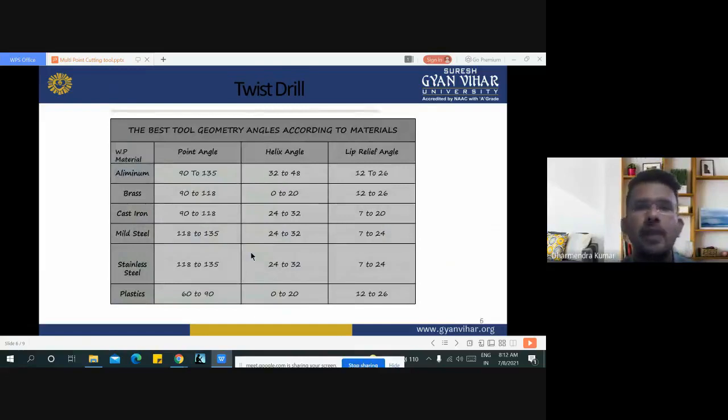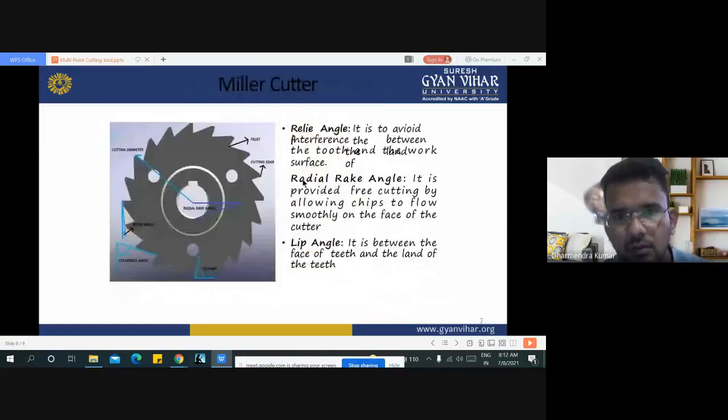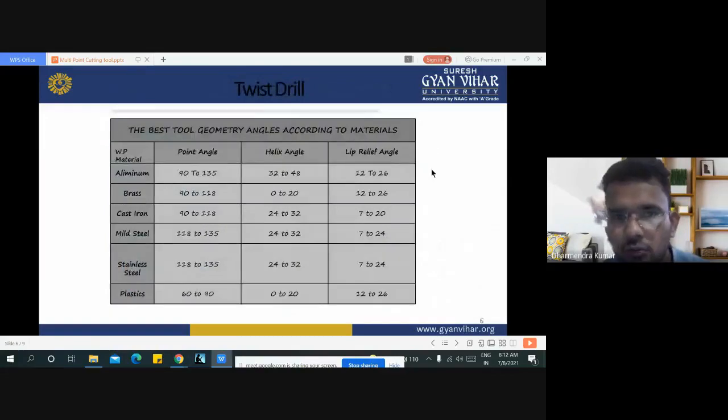The best tool geometry angle according to workpiece material. Here we are using aluminum, brass, cast iron, mild steel, stainless steel, or plastic. For aluminum, point angle varies from 90 to 135, helix angle 30 to 48, lip relief angle 12 to 26. These are all the values of the angles in degrees, like 90 degrees to 135 degrees.